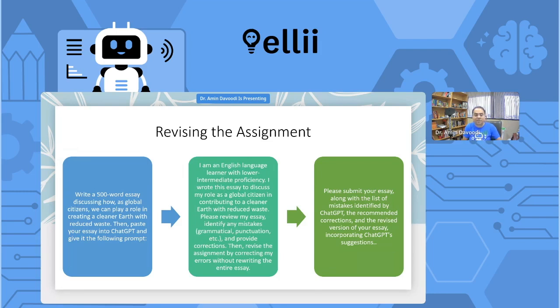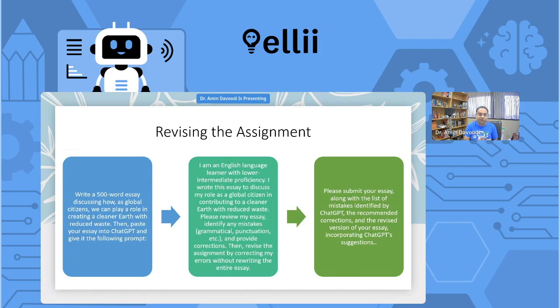This is the prompt. The prompt says, I'm an English language learner with lower intermediate proficiency. I wrote this essay to discuss my role as a global citizen in contributing to a cleaner earth with reduced waste. Please review my essay, identify any mistakes, grammatical, punctuation, etc., and provide corrections. Then revise the assignment by correcting my errors without rewriting the entire essay.